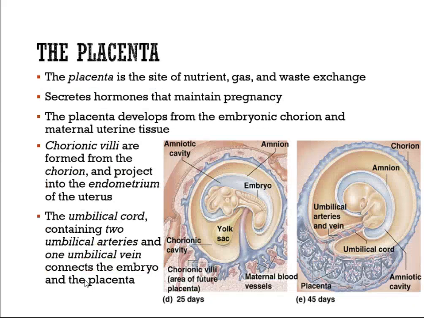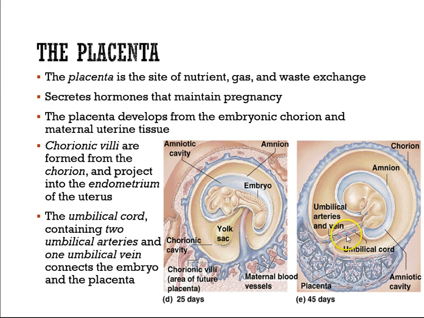Okay, now the placenta is the site of everything that happens, but the other thing that it does is it secretes the hormones that keep the pregnancy going, okay? It develops from the chorion, right, and the maternal uterine tissue. You can see that they kind of fuse together here. There are villi on both sides, and they attach to each other. And then the umbilical cord itself has 2 arteries and 1 vein coming through it.